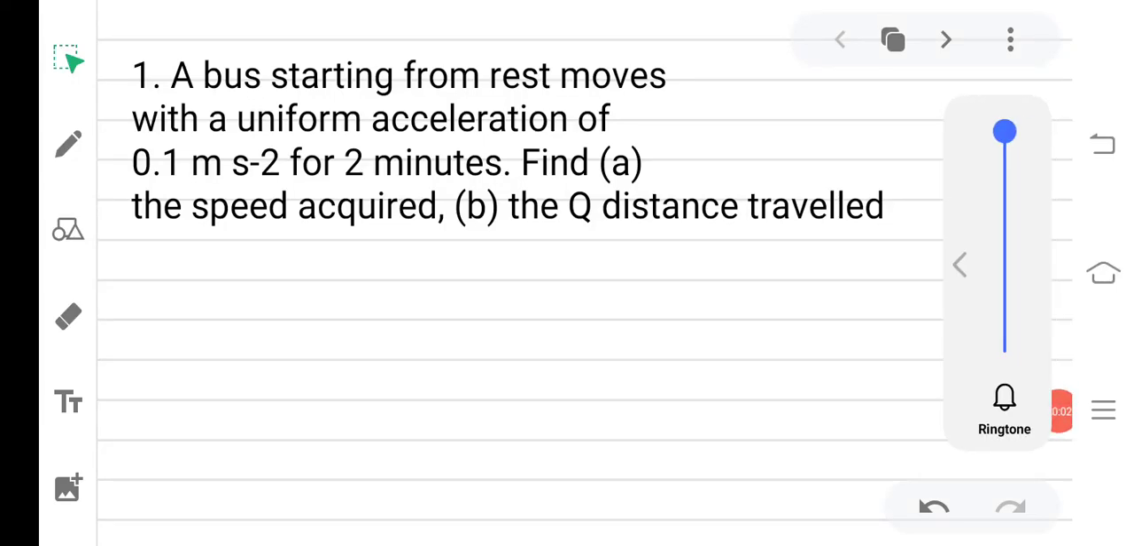Hello children, today we are going to see about the problems in equations of motion. So I'll read out the question and we'll solve the problems.